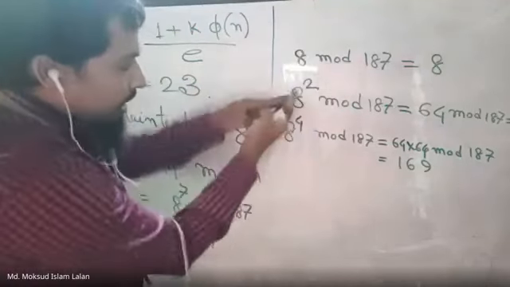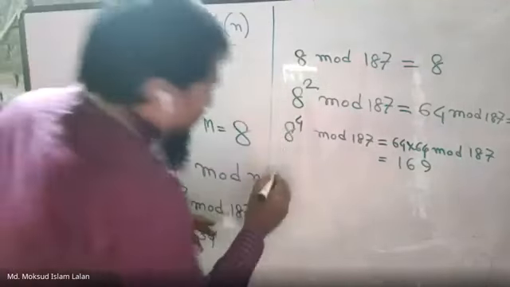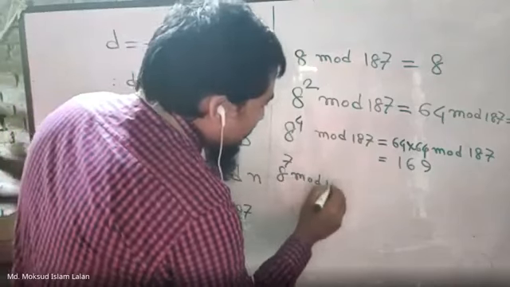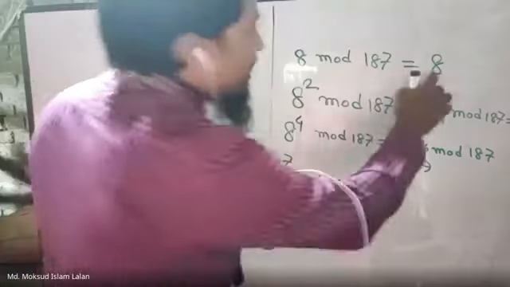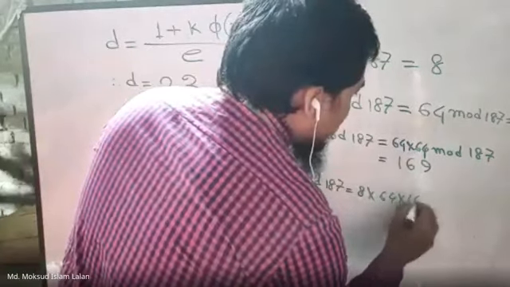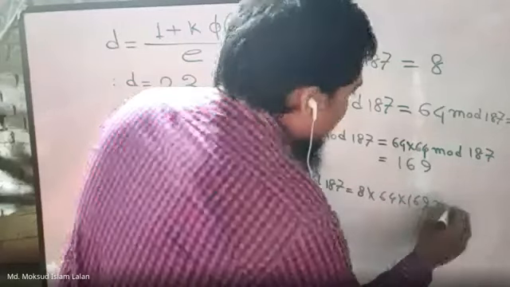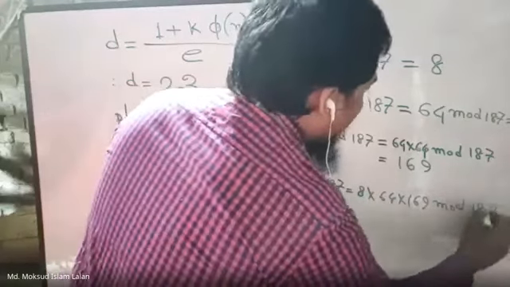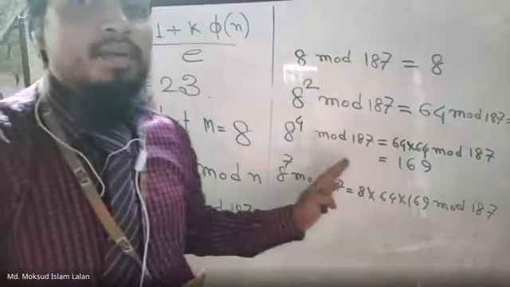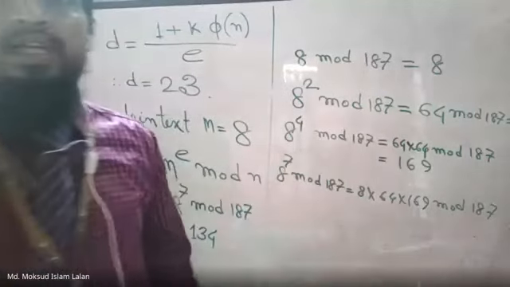So to find the remainder, here is 7: here 4, here 2, here 1. So you just multiply these 3. You can write 8 to the power 7 mod 187 is equal to 8 times 64 times 169. Is it clear or not? You have to apply this procedure. I am showing it for small math, but you have to apply this procedure.